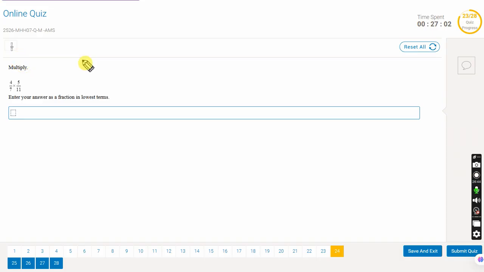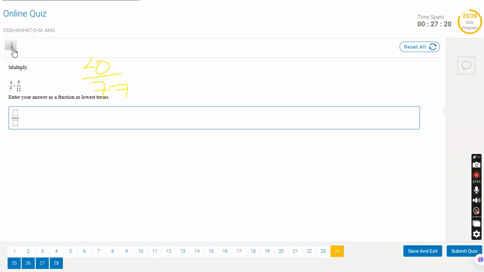Let's go to this one. You have 4 over 7 times 5 over 11. So 4 times 5 is 20. Now again, you cannot simplify anything. 11 and 4 you cannot, because you have to check across. 7 and 5 you cannot. So it'll be 20 over 77, right? So 20 over 77.